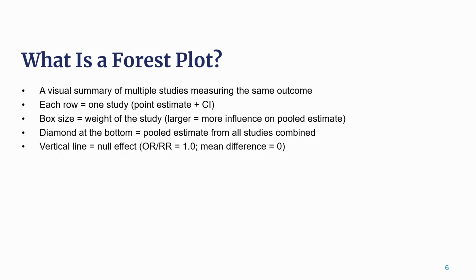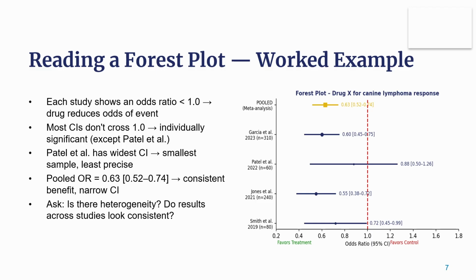Let's look at a real example. This is a forest plot for a hypothetical drug in canine lymphoma, reading left to right. All point estimates are below 1, meaning the drug reduces the odds of the event compared to control. That's in the right direction. Patel et al. has the widest CI. Look at their sample size, only 60 dogs. Wide CI means uncertainty.